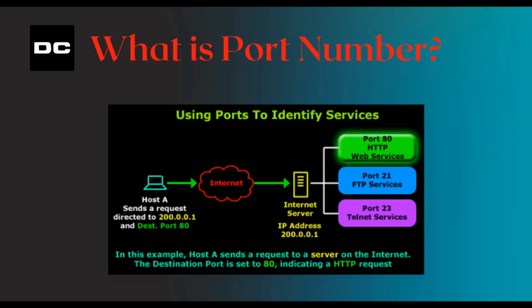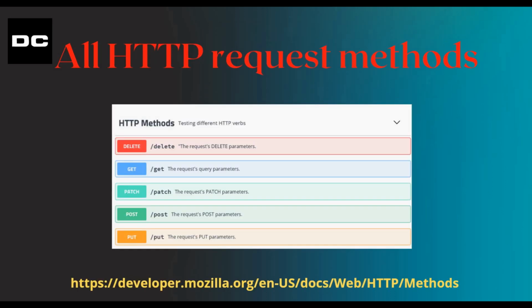So in this example, a host sends a request to the server on the internet. The destination port is 80, indicating that it is an HTTP request. This is an HTTP request, and this port number is 80. So this is a kind of port number also. Hope that the port number part is pretty much clear.